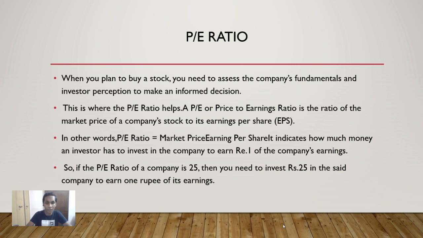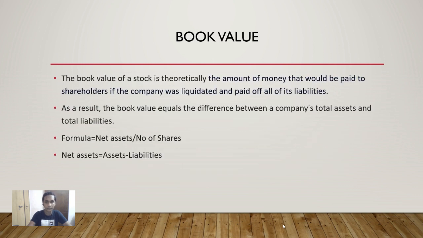It indicates how much money an investor has to invest in the company to earn rupees 1 of the company's earnings. So let's take a simple example. If the PE ratio of a company is 25, then you need to invest rupees 25 in the said company to earn 1 rupee of its earnings.